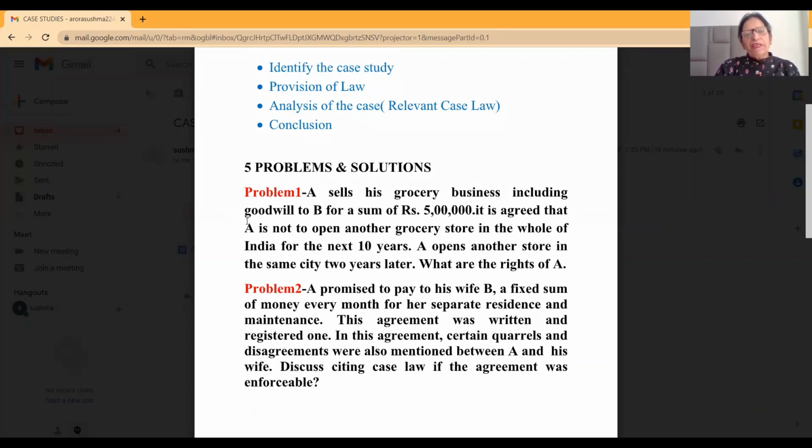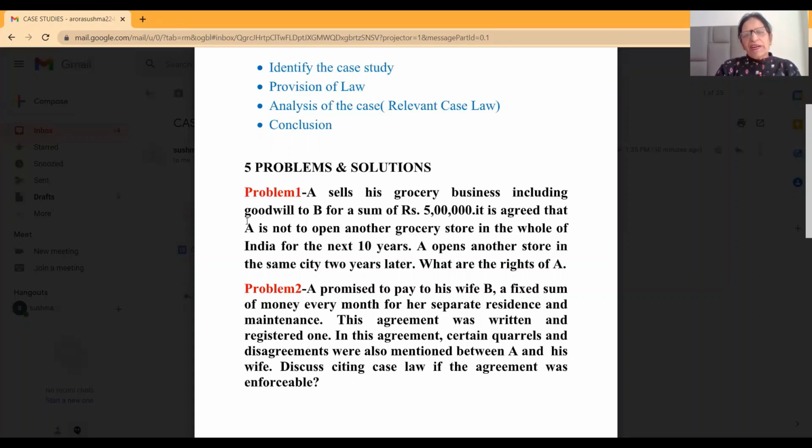So the first problem is: A sells his grocery business, including goodwill, to B for a sum of rupees 5 lakh. It is agreed that A is not to open another grocery store in the whole of India for the next 10 years. A opens another store in the same city 2 years later. What are the rights of B? Now friends, A has sold his grocery business including goodwill to B. A is the seller of the business and B is the buyer of the business.